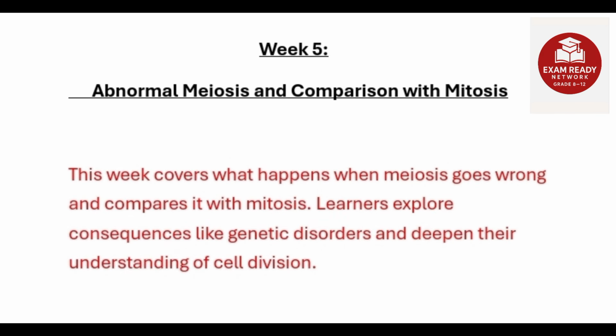Week 5, abnormal meiosis and comparison with mitosis. This week covers what happens when meiosis goes wrong and compares it with mitosis. Let us explore consequences like genetic disorders and deepen our understanding of cell division. So abnormal meiosis and comparison with mitosis is one of the topics which you must do when you study.